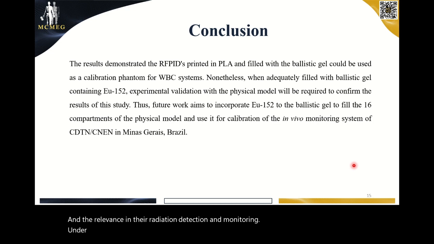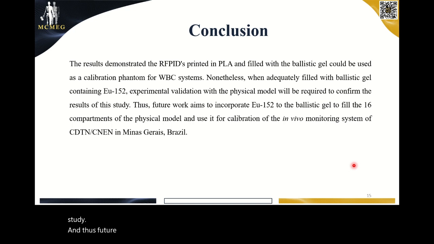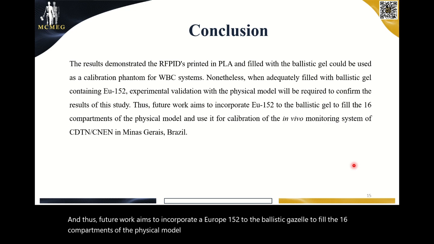The results demonstrated that the RFPAT, 3D printed with PLA and filled with the ballistic gel, could be used as a calibration phantom for whole body counter systems. Nonetheless, when adequately filled with ballistic gel containing Europium-152, experimental validation with the physical model will be required to confirm the results of this study. And thus, future work aims to incorporate Europium-152 into the ballistic gel to fill the 16 compartments of the physical model and use it for calibration of the in vivo monitoring system of CDTN-CNEN in Minas Gerais, Brazil.